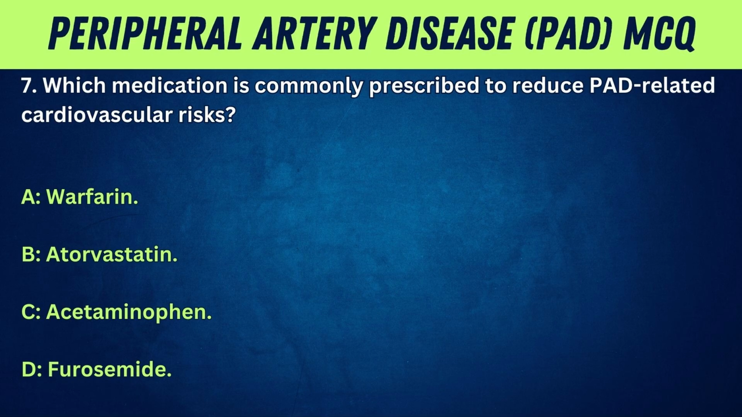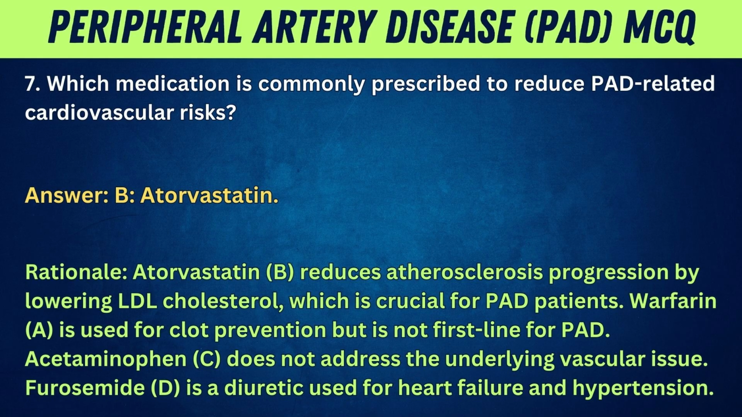7. Which medication is commonly prescribed to reduce PAD-related cardiovascular risks? A. Warfarin. B. Atorvastatin. C. Acetaminophen. D. Furosemide. Answer: B. Atorvastatin. Rationale: atorvastatin, B, reduces atherosclerosis progression by lowering LDL cholesterol, which is crucial for PAD patients.